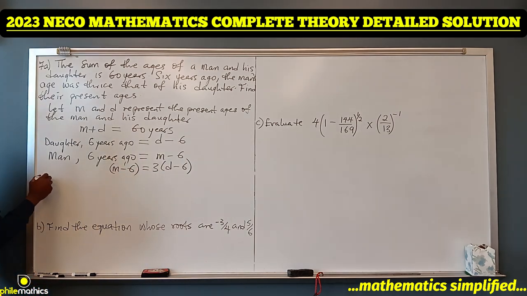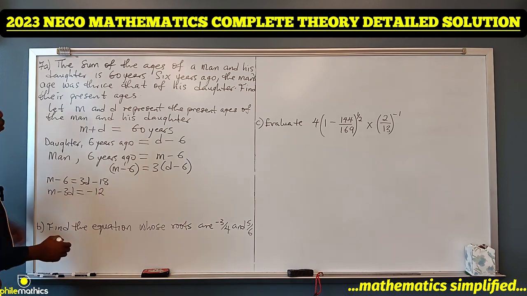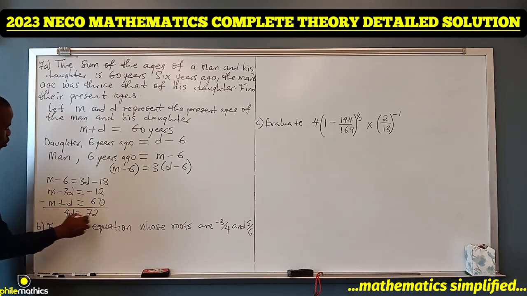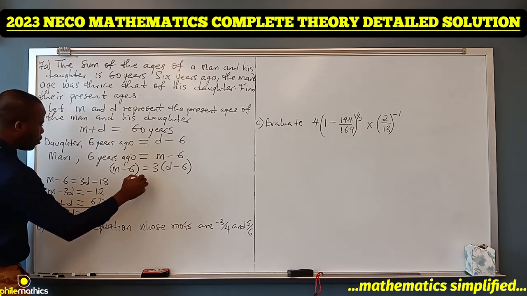To solve this, we have M minus 6 equals 3D minus 18. If we add 6 to both sides and subtract 3D from both sides, we have M minus 3D equals 6 minus 18, which is minus 12. So we have to solve these two together, and M plus D is 60. We can eliminate M by subtracting equation 1 from equation 2. If we subtract, M minus M is 0, D minus minus 3D is 4D, 60 minus minus 12 is 72, so that 4D equals 72.